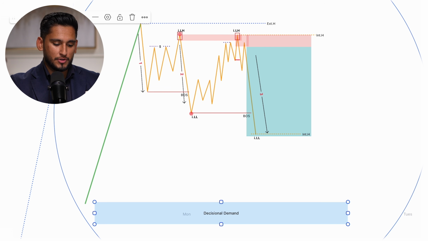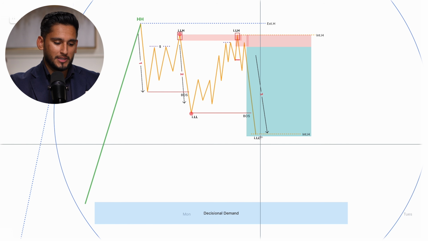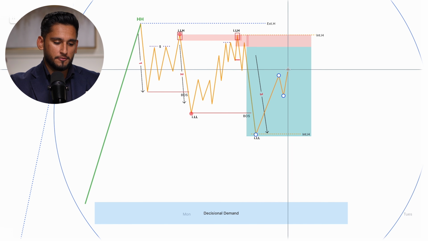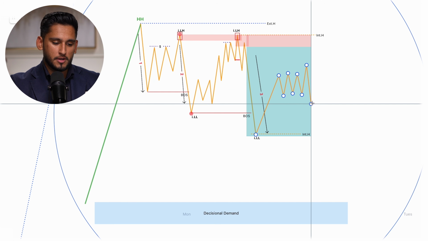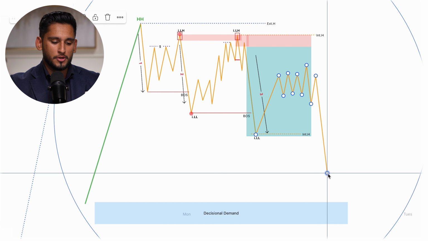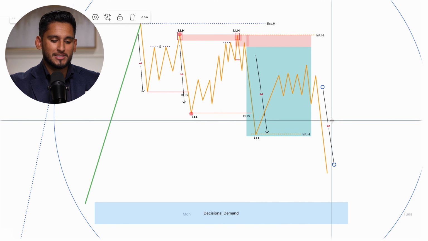This is a very high probability counter trend setup because we have all of the building blocks and we have a great target, which is the decisional demand, which we can continue to sell from. We can actually look for further opportunities where we have another build up potentially, we have another inducement, we have another break of structure, and we can keep selling down all the way to the efficiency of the pullback, which is in that demand area.